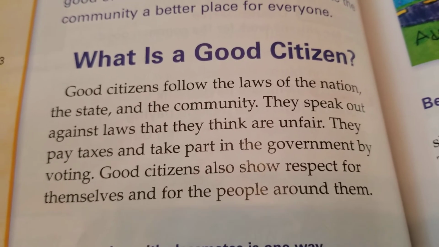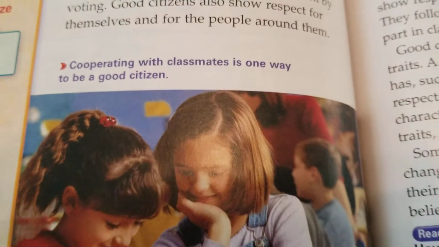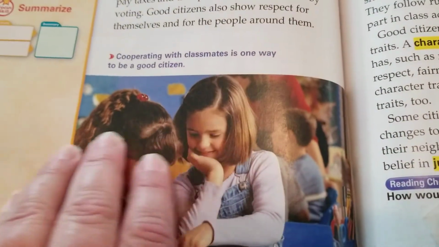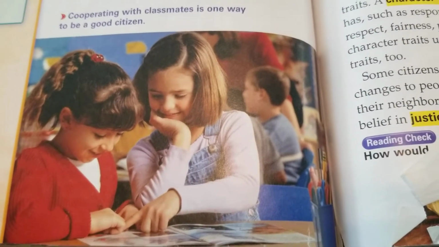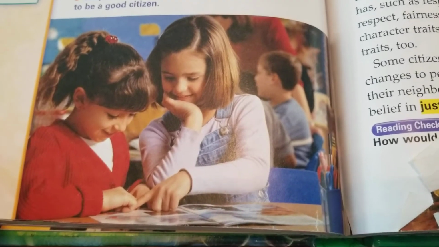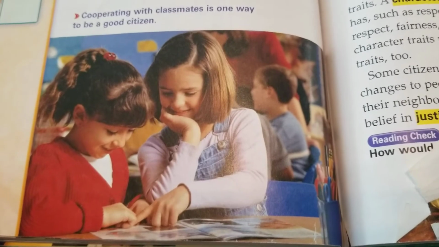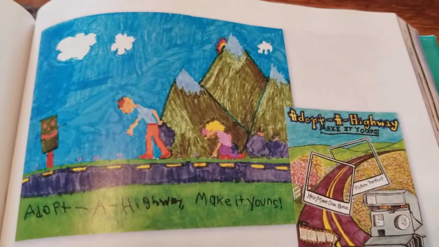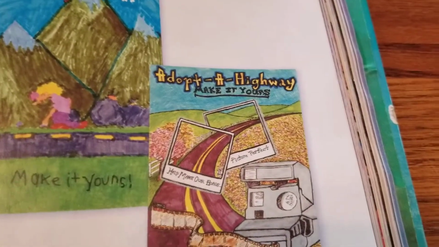Good citizens also show respect for themselves and for the people around them. Cooperating with classmates is one way to be a good citizen. So, even though you are not yet adults, when you interact with others in your house or at school or on a sports team you might play on or a group you might be involved with, cooperation, getting along, is such an important skill. Adopting a highway, making it yours. Some groups do that and pick up litter from the highways.